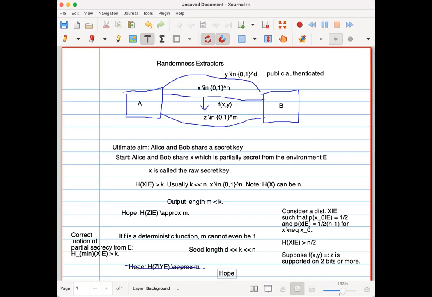Why don't we simply use the L1 notion instead of entropies? So the actual hope, in terms of what I'm doing, is the distribution.